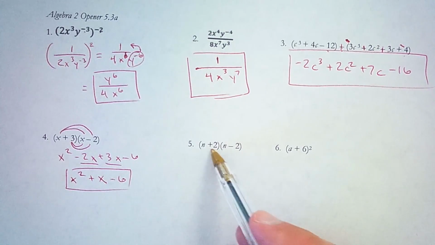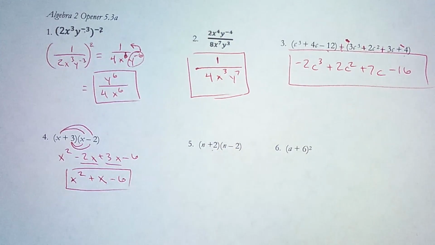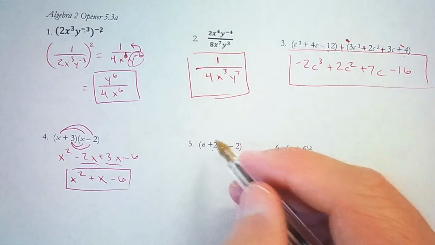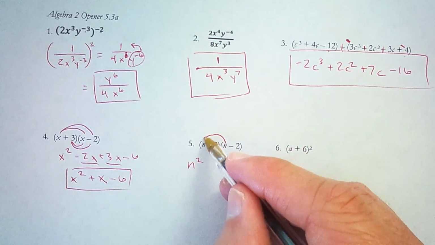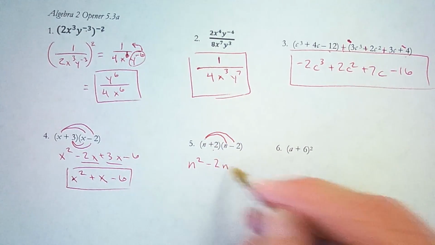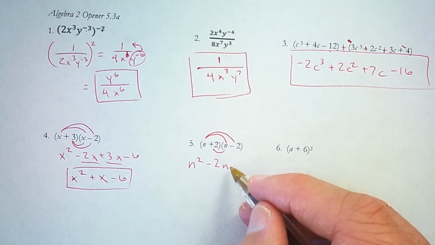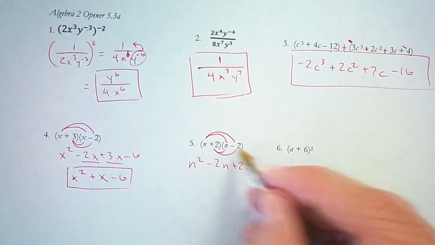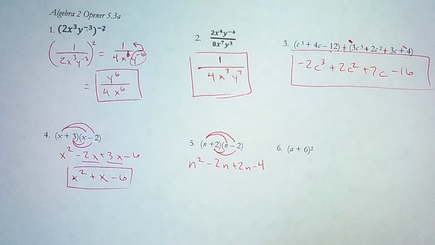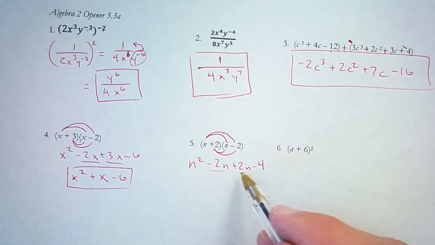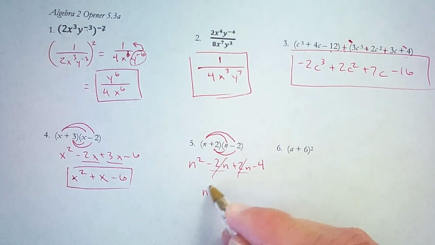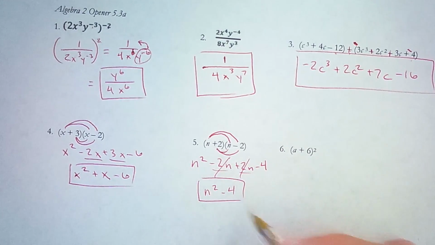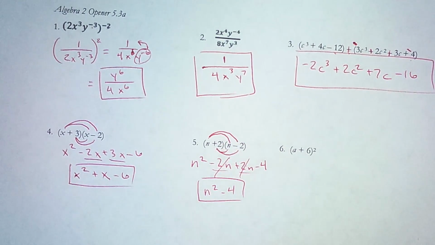Here we have a pair of conjugates. They are almost the same, except one has a plus, one has a minus. We're going to distribute again, and we'll see some terms cancel out. N times n is n squared. N times -2 is -2n. 2 times n is +2n. And 2 times -2 is -4. And we see here a -2n and a +2n, and those will cancel to 0. So we have n squared minus 4. Anytime you multiply conjugates, those two middle terms are going to cancel out.